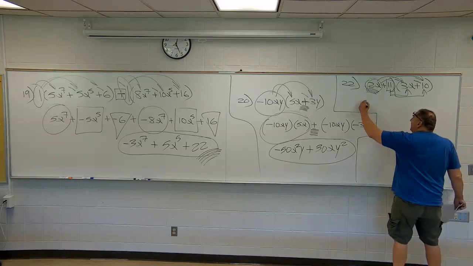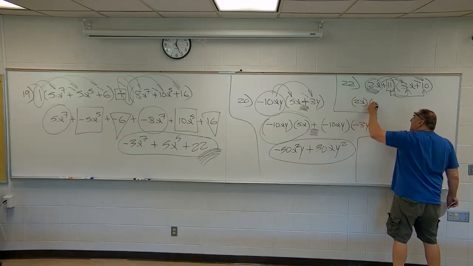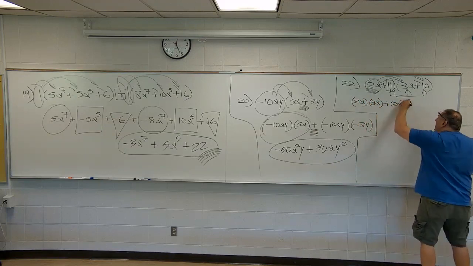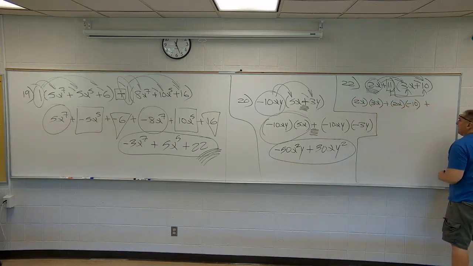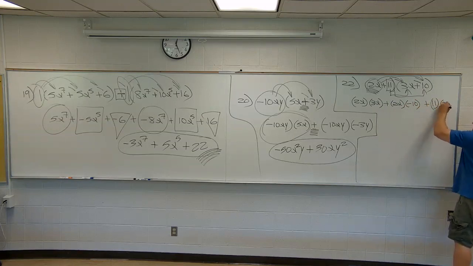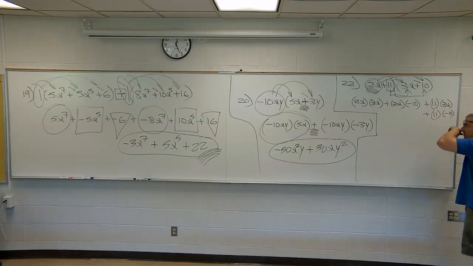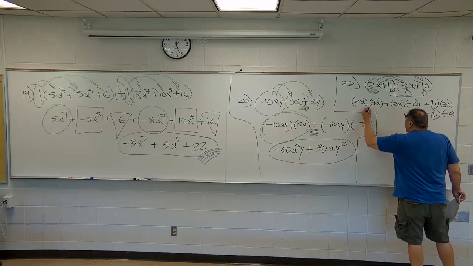Let's see what we got here. Go 2x times 3x. Go 2x times negative 10. You distributed the 2x. Now distribute the 11. Now distribute the 11. Keep distributing the 11. What's going on here? You're not going to distribute again.